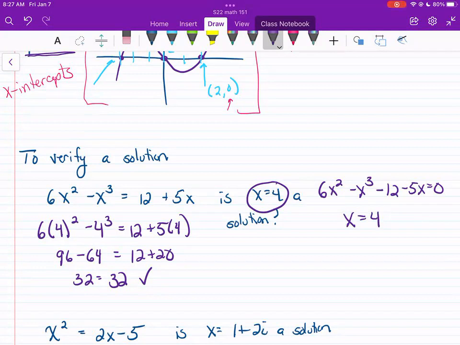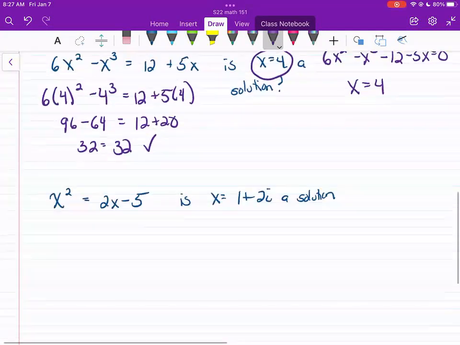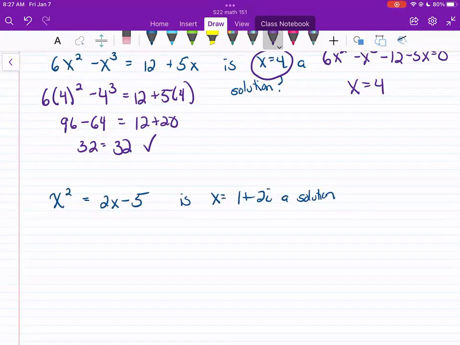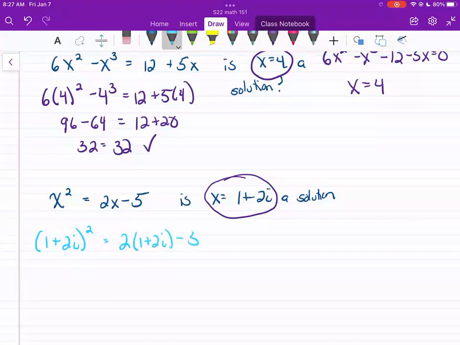This is a good time for you to go back and review the ideas of complex numbers, because sometimes they may not be x-intercepts. They're only real solutions and cross the x-axis if they're real solutions, but we can have complex numbers or imaginary solutions. We follow the same steps algebraically. So we would plug in 1 plus 2i squared equals 2 times 1 plus 2i minus 5.